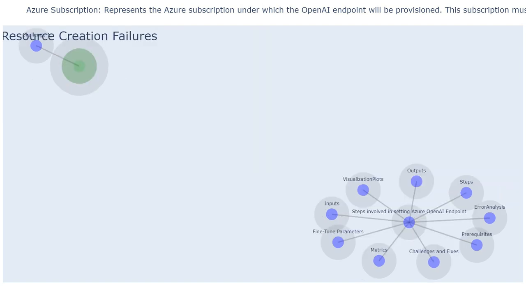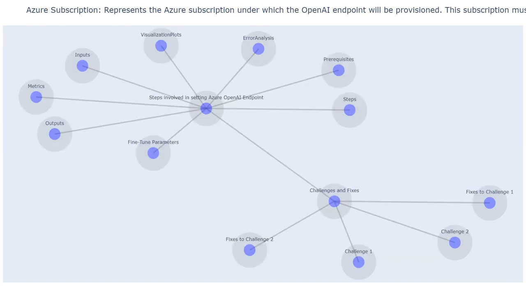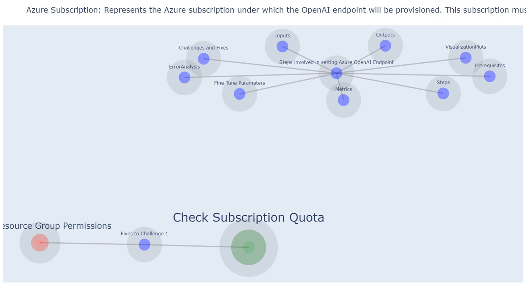Resource creation failures. Fixes to Challenge 1. Check subscription quota involves verifying if the Azure subscription has enough quota to support the creation of the requested Azure OpenAI resource. Quota limitations can prevent the creation of new resources, such as endpoints or models. For example, you might encounter a quota error if your subscription has reached its maximum allowed number of OpenAI resources or has exceeded its allocated storage capacity.